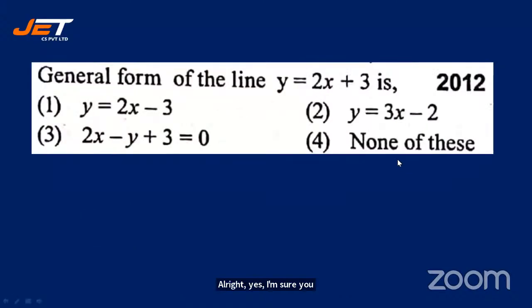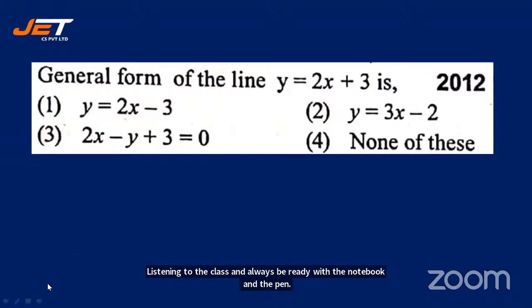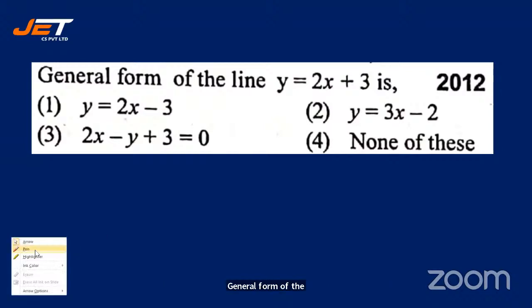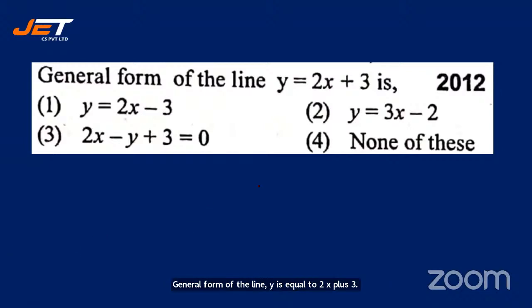Let's move on to the next question. Very interesting questions are there. So please be listening to the class and always be ready with a notebook and a pen. General form of the line y is equal to 2x plus 3. All right. General form of the line y is equal to 2x plus 3.